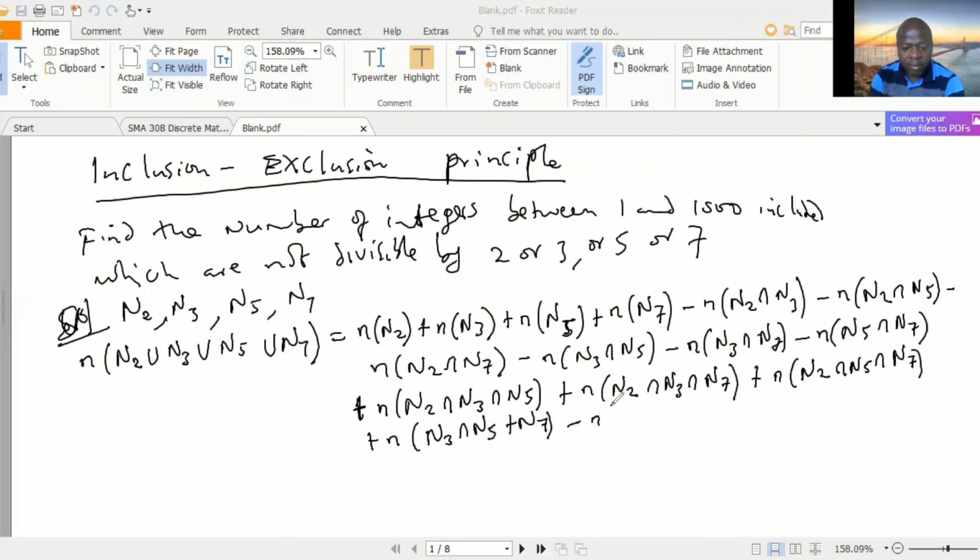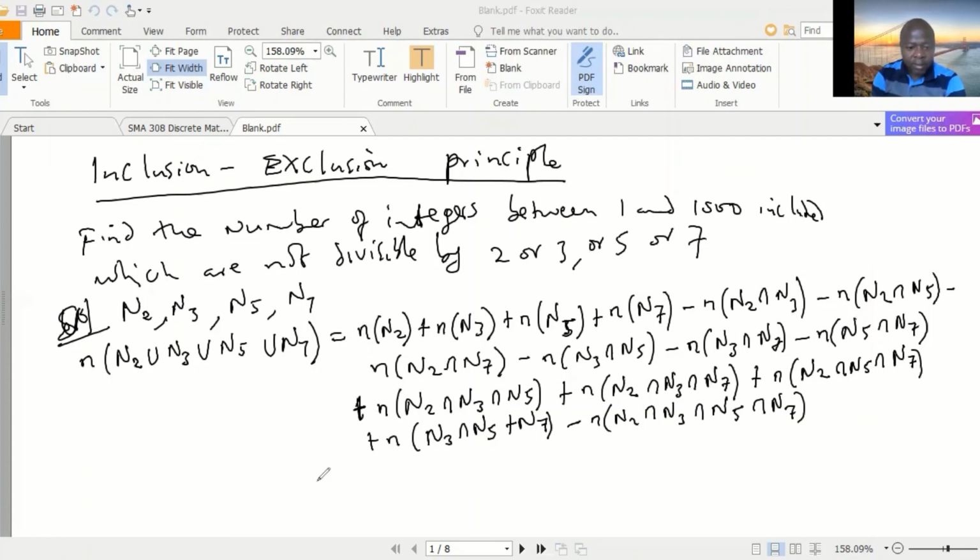and then I now want to exclude those in N2, N3, N5, N7. So remember, we're excluding to ensure that there is no counting elements twice. How many terms are these? 1, 2, 3, 4, 5, 6, 7, 8, 9, 10, 11, 12, 13, 14, 15. That is okay, that is what the formula says.